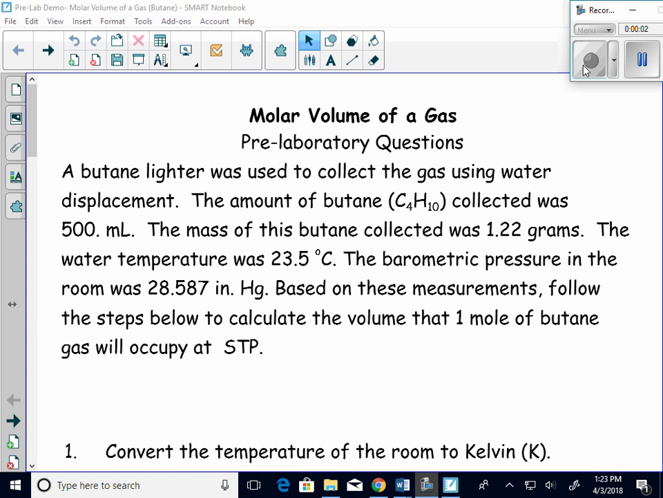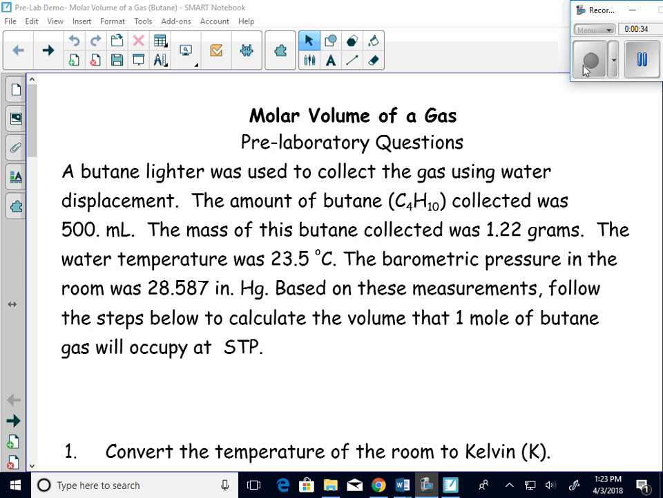Now, what I've given you here is a lab that has some background information. That background information shows how I calculated the theoretical value of the molar volume. We know that the molar volume of a gas at STP is 22.4 liters, right?